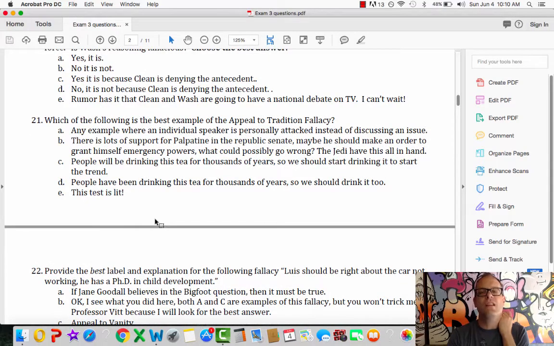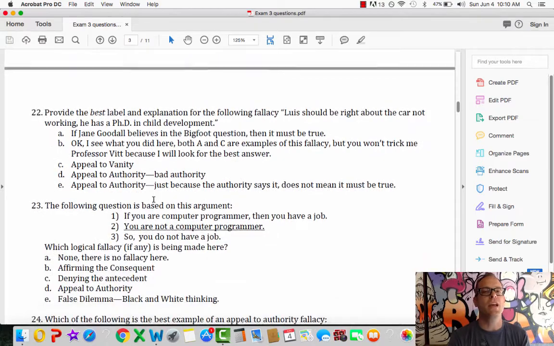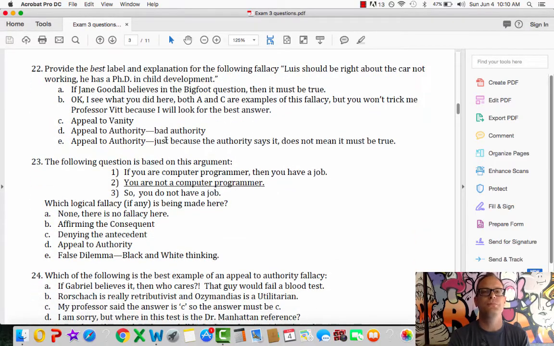If there are repeats, I thought there was only one repeat on this final, but if there's more than one repeat, enjoy the extra points, right? Okay, number 22.